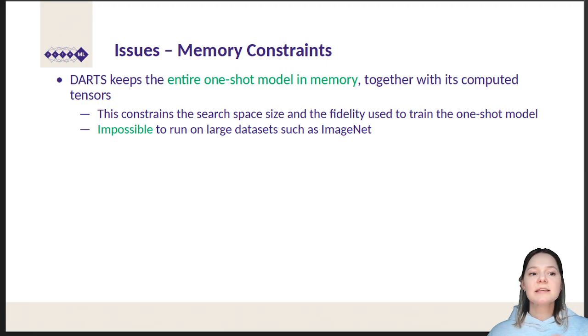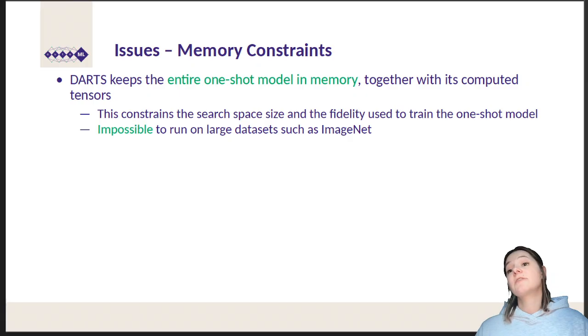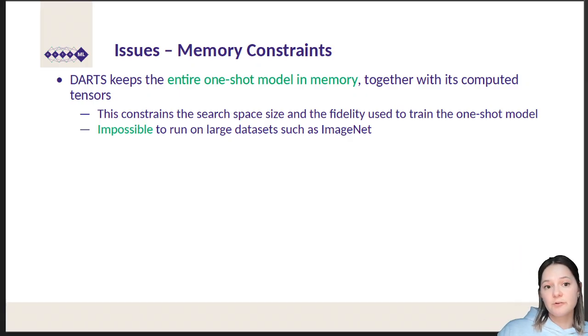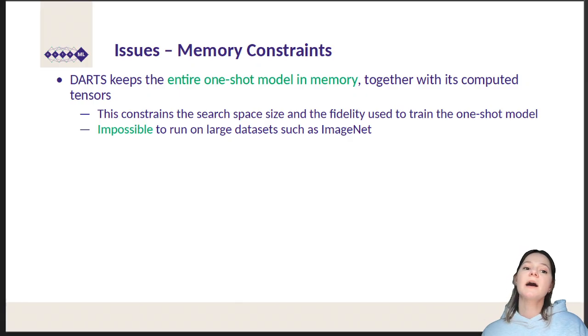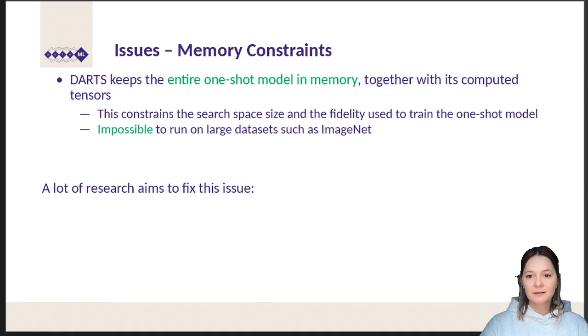Since it scales linearly with the size of the set of candidate operations. So if you have 4 different operations, you need 4 times the memory to fit your network, or the supernet, in memory.